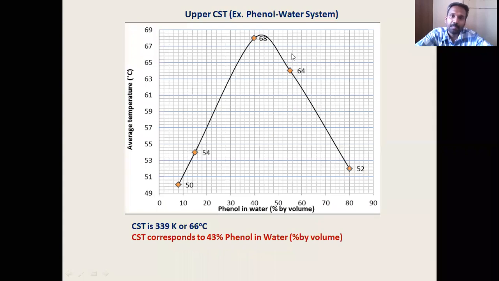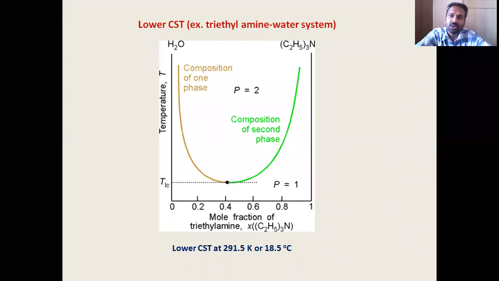Now, just as you wanted to determine the CST of the phenol water system, you are curious now to determine the CST of the triethylamine water system. You will repeat the same procedure. You take different compositions of triethylamine water, varying volumes, and then for each tube you go on to determine the miscibility temperature, record the data, and plot it in the form of a graph.